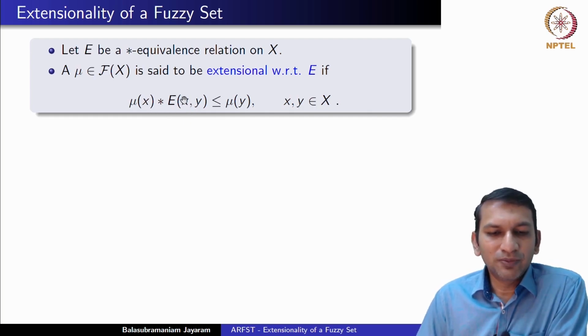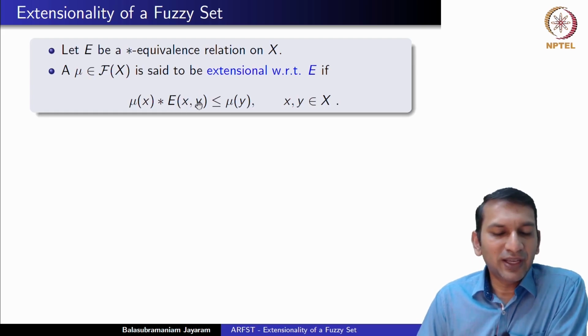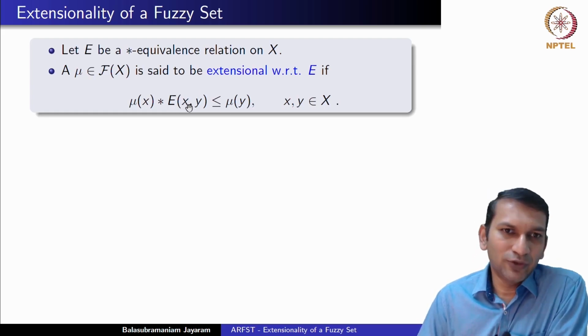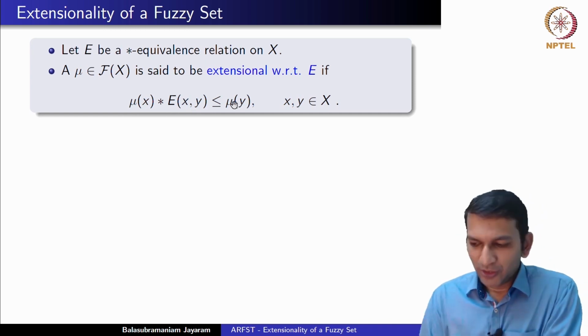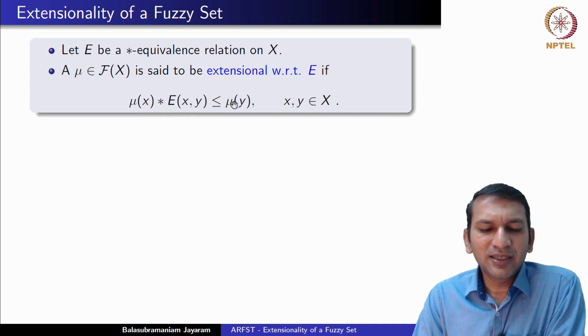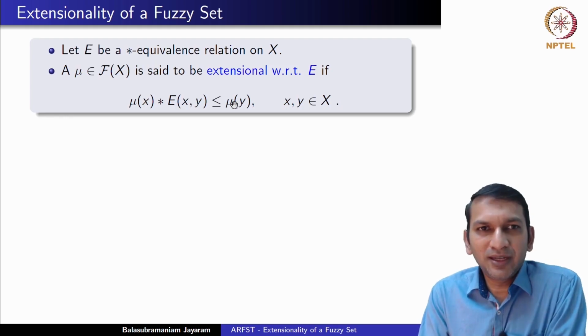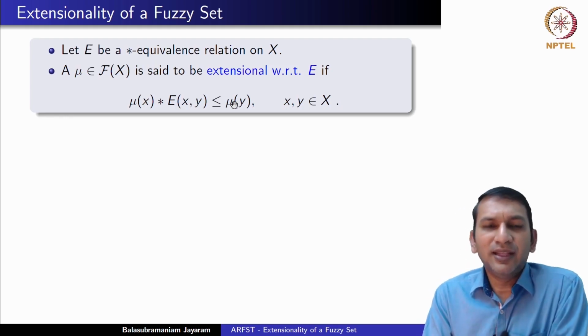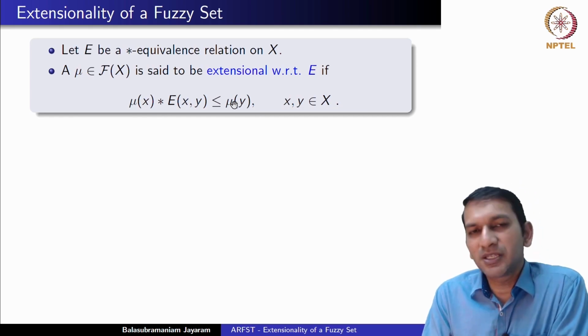And clearly, because of the symmetry of E, we could also write it as mu of y star E of y comma x less than or equal to mu of x. And if E of xy is 1, then E of yx is 1. We see that mu of x is in fact equal to mu of y. So this is one way of ensuring that if x and y are indistinguishable with respect to the similarity relation or the equivalence relation E, then they should have the same membership value in that concept represented by mu.